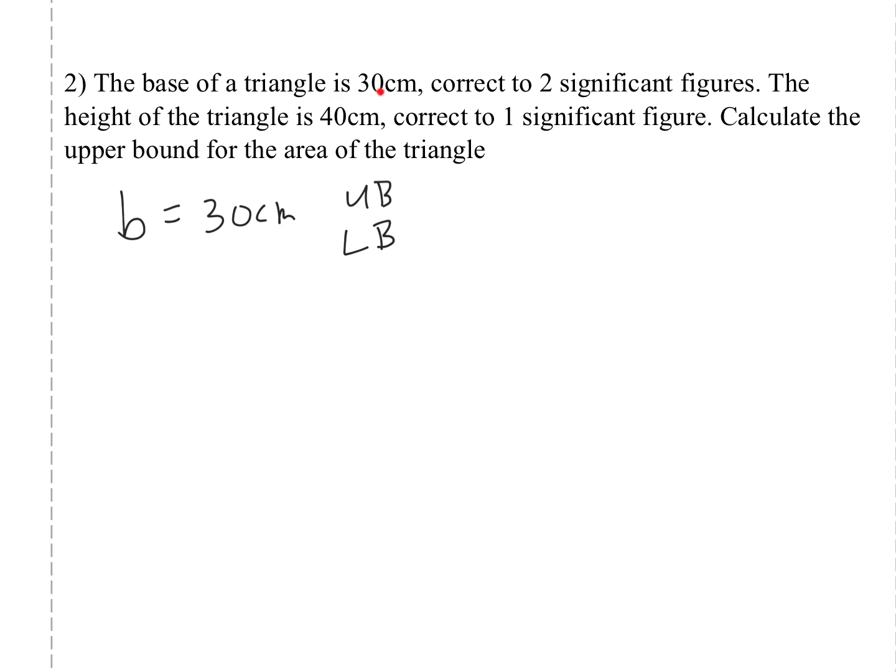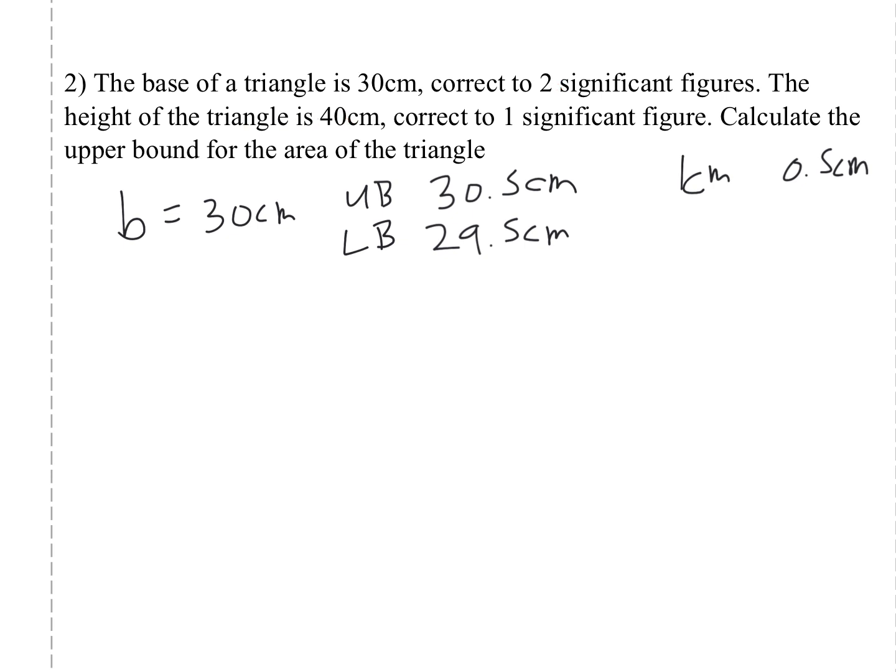Well, 30 has been rounded to 2 significant figures. The first significant figure is in the tens column. The second significant figure is in the units column. So when they've rounded to 2 sig figs, they've actually rounded to the nearest unit, the nearest centimetre. And if we half that, we get 0.5 centimetres. So we can go 0.5 centimetres above 30 and 0.5 centimetres below 30. Any numbers between 29.5 and 30.5 would round to 30 centimetres to 2 significant figures.